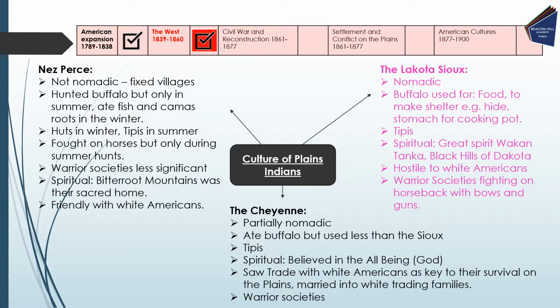They are very spiritual, so we have the Great Spirit of Wakantanka and the Black Hills of Dakota, which was where all of their ancestors were buried. We know that the Lakota Sioux were very hostile to white Americans, understandably, after looking at American expansion in the first theme, and the idea that other natives had been pushed into this land west of the Mississippi River. And finally, we have warrior societies who were fighting on horseback with bows and guns.